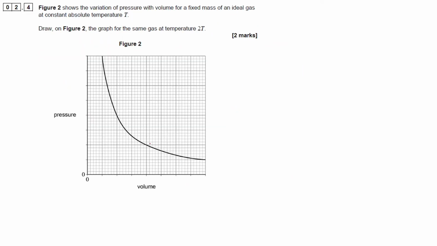The final question, we are asked to draw a line for this same gas, which is a fixed mass of an ideal gas, so we're talking about the number of particles doesn't change. Looking at this equation again, we see that the change that they've made is that temperature has been doubled. So looking at this relationship, PV is proportional to T, since n and R are constant, and if you double this, then something here has to double, okay, for this to be true, right?